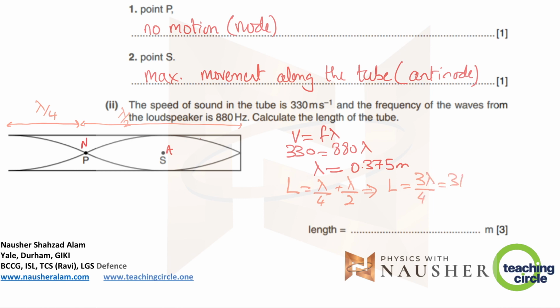Now we already have the wavelength as 0.375. So let's just plug that in, divide by 4. And the length that we end up getting is 0.28 meters.